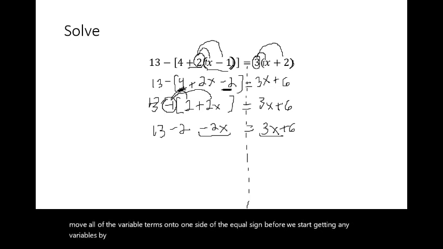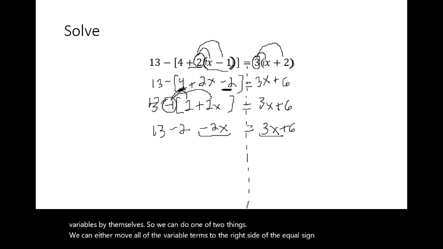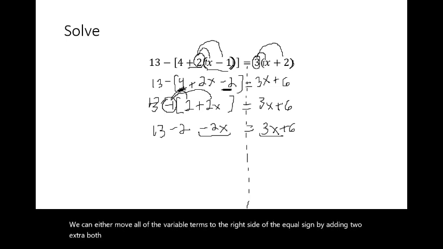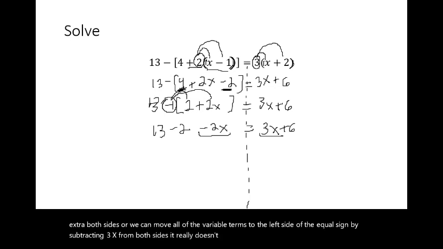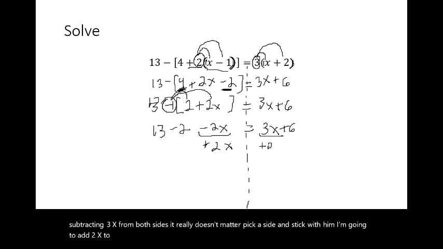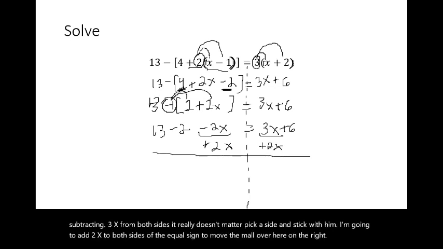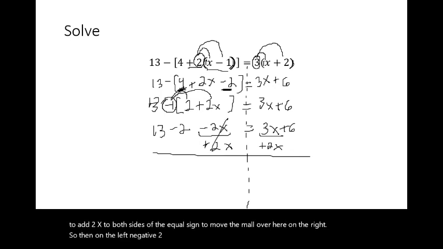So we can do one of two things. We can either move all of the variable terms to the right side of the equal sign by adding 2x to both sides, or we can move all of the variable terms to the left side of the equal sign by subtracting 3x from both sides. It really doesn't matter. Pick a side and stick with it. I'm going to add 2x to both sides of the equal sign to move them all over here on the right. So then on the left, negative 2x plus 2x is 0.